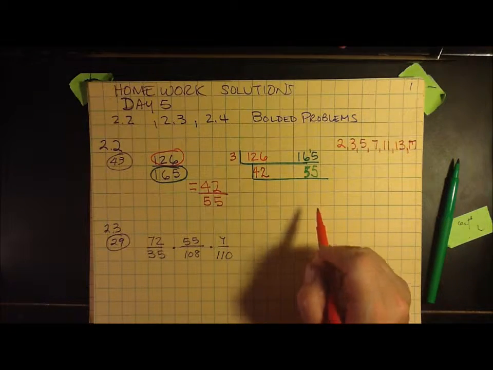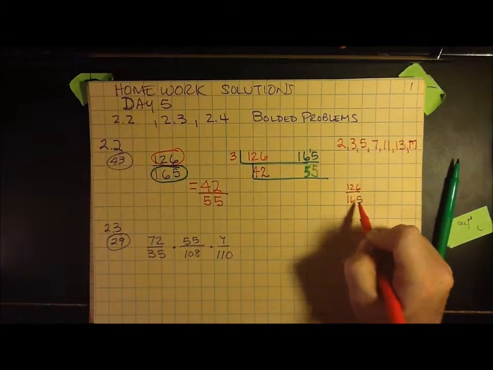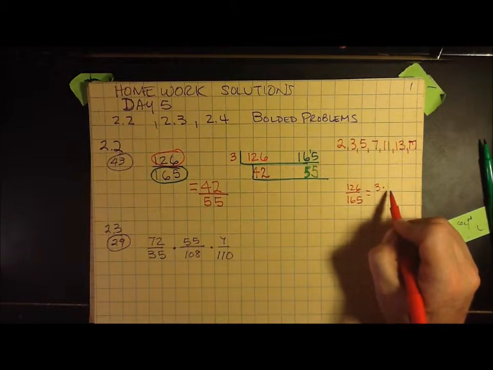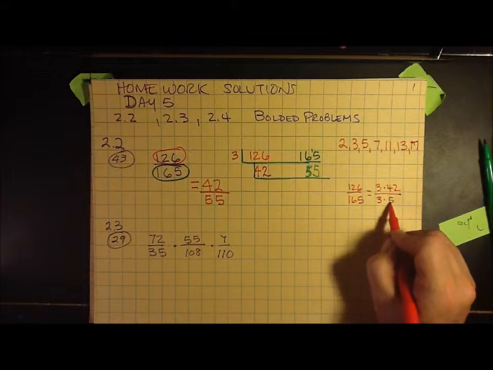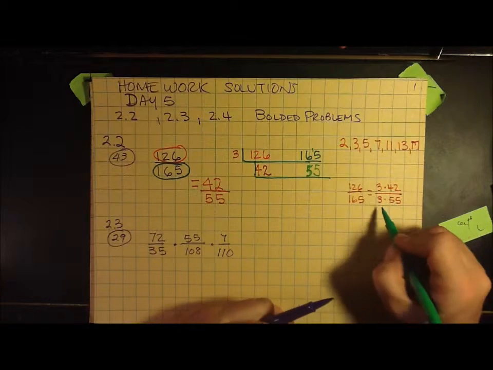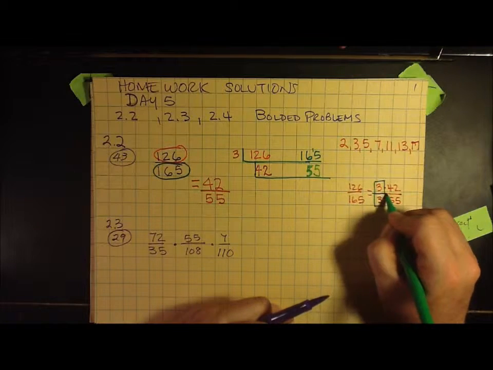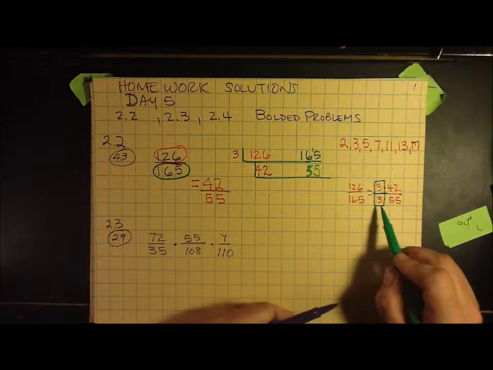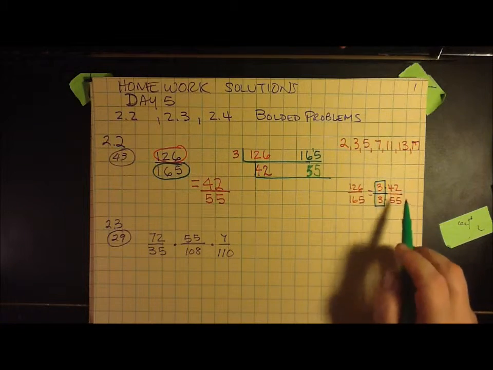Another way to look at that problem is that 126 over 165 equals 3 times 42 over 3 times 55. Our textbook talks about dividing this, but what I really want you to see is that that makes 1. 3 over 3 is 1. And multiplying a number by 1 does not change its value in any way. You're just sort of disguising it. So that's another way to think about it.